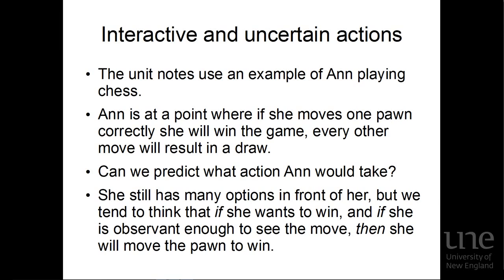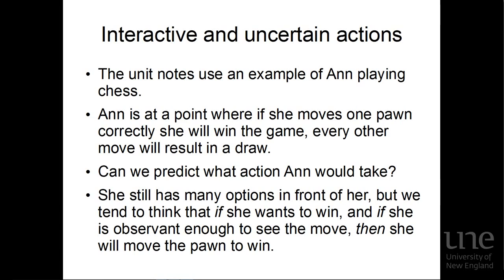Now, Anne is at a point in chess. It's also in the unit notes, so I'm not saying that I wasn't influenced in any way, but chess is a really good example. Anne is at a point where if she moves one pawn correctly, she will win the game. Every other move results in a draw. Can we predict what action Anne would take? They have reached a point in the game where Anne can make one move and guarantee her win, and every other move will result in a draw.